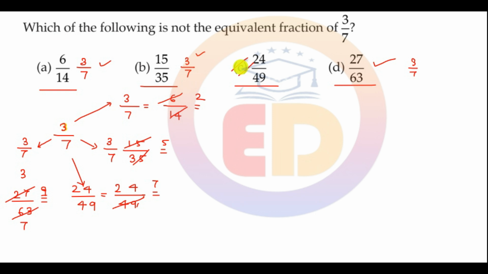Another method of checking whether two fractions are equivalent or not is the cross multiplication method. 3 upon 7. Let us check whether it is equivalent to 6 upon 14 or not. So for this, you cross multiply the values 14 and 3. 14 into 3 is 42, and cross multiply 7 and 6. 7 into 6 is 42.